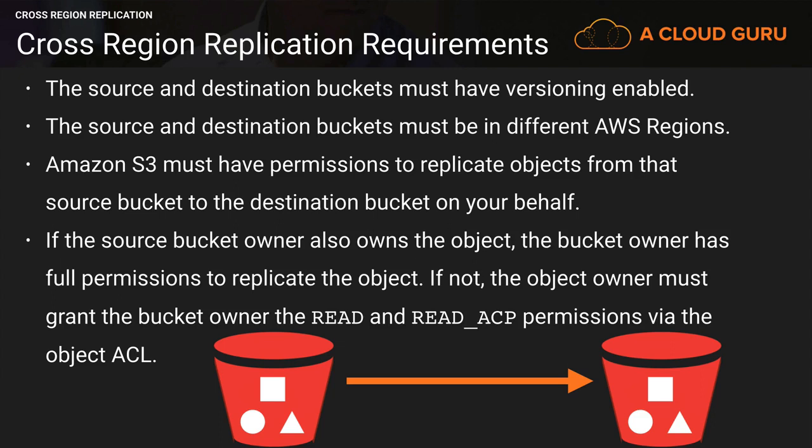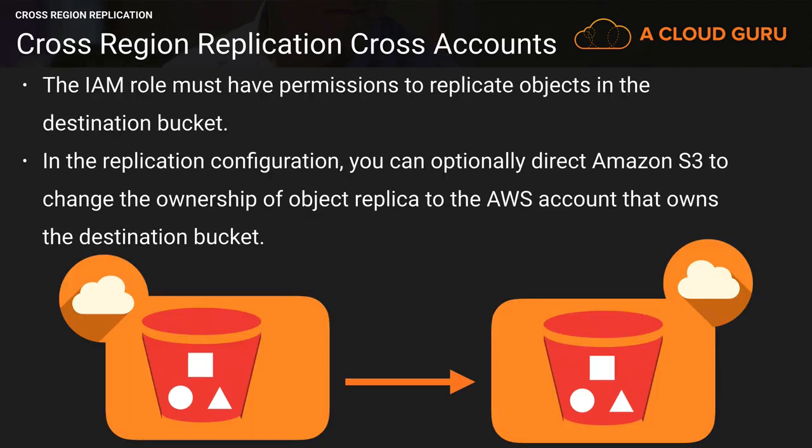Now, if the source bucket owner also owns the object, the bucket owner has full permissions to replicate the object. If not, the object owner must grant the bucket owner the read and read ACP permissions via the object ACL. So that's a really important thing to understand: if the source bucket owner also owns the object, then they have full permissions to replicate it. However, if somebody else owns the object, then you have to use object ACLs in order to replicate that object from one bucket to another. So bear that in mind going into your exam.